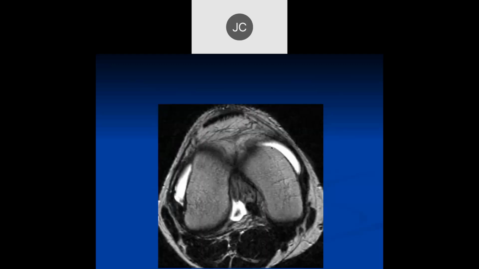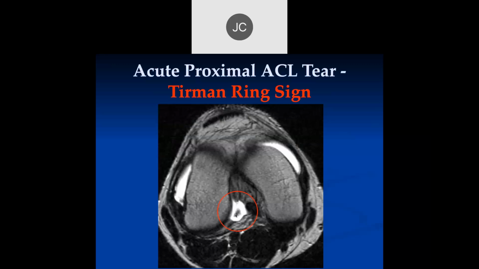Another sign that was popularized by Philip Tierman is in the axial plane, where if you follow the ACL all the way up to where it should attach to the femur, at all locations you see fluid surrounding the ACL. It never actually comes to attach to the bone, and that's called the Tierman ring sign of ACL tears.